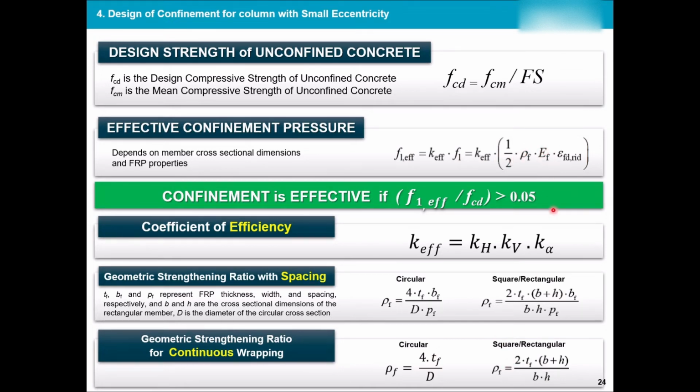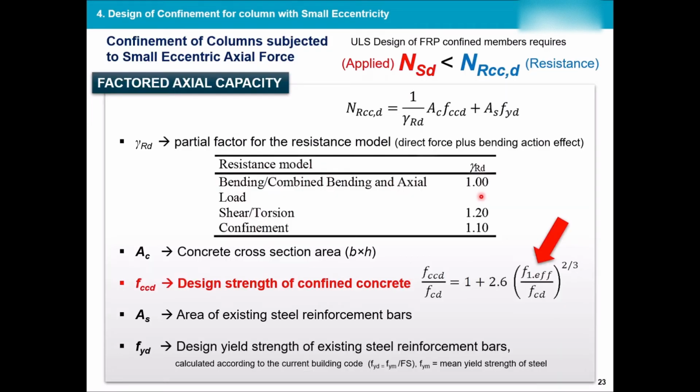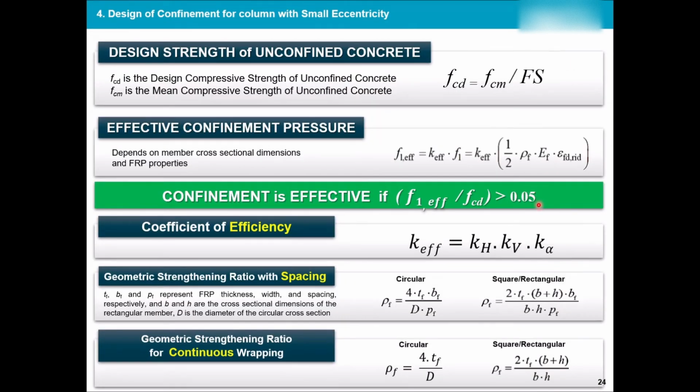EF, as you can guess, is the elastic modulus of your FRP, which the factory will tell you. And epsilon FD rid, we will see in a second, as well as the KEffective. Remember, this should be satisfied in order for the confinement to be effective. If this bit of the formulation is less than 5%, then your confinement is not satisfying, and you have to improve the FRP that you're using. You have to increase, for example, the elasticity of your FRP or the thickness of your FRP.